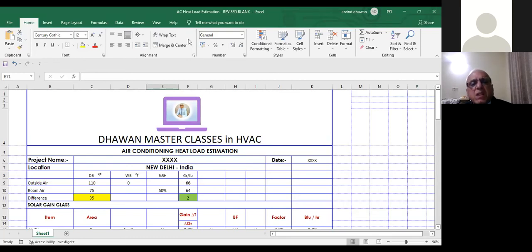I hope you have clarified your answer. Any more questions? There's one more question, sir. There's one more question from Mr. Sanket Patil. He asked how to calculate the heat dissipation from equipment for different industrial applications.